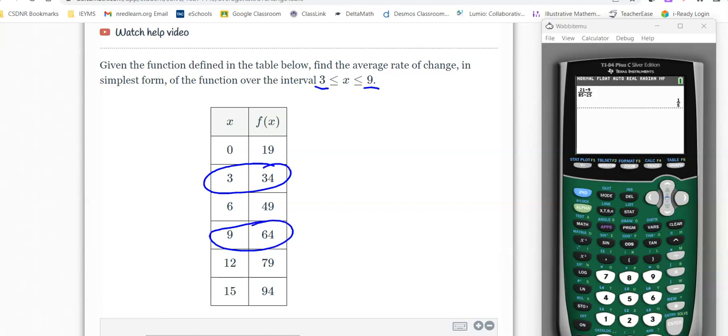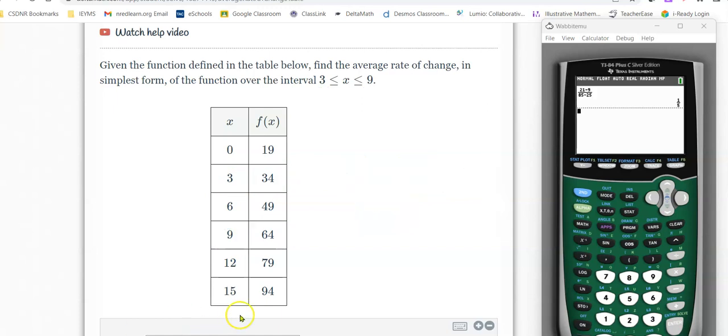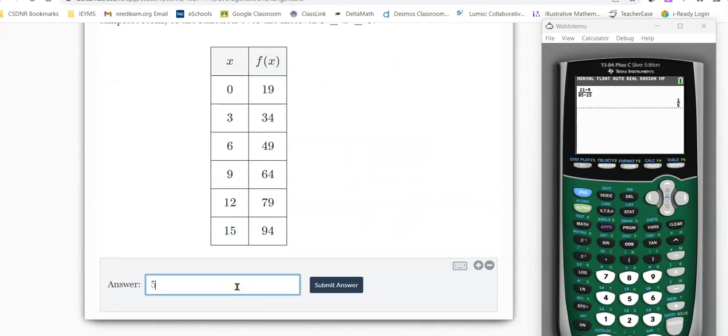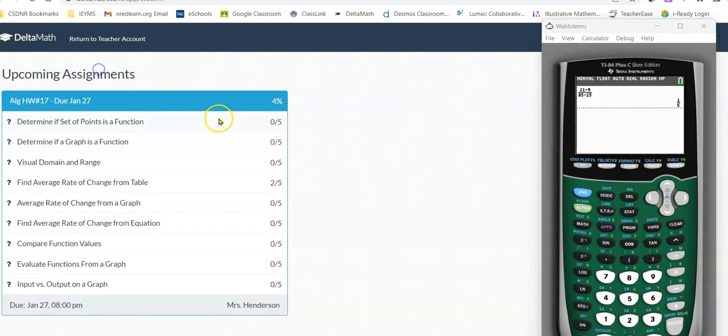If it said show your work on the Regents exam, you would be showing this work, and the rest you should do on your calculator. So 64 minus 34 is 30, 9 minus 3 is 6, and 30 divided by 6 is 5. You do not need to show this middle step. You can do it all in your calculator. And I expect you to. You don't want to make any silly mental mistakes. So let's go back now.